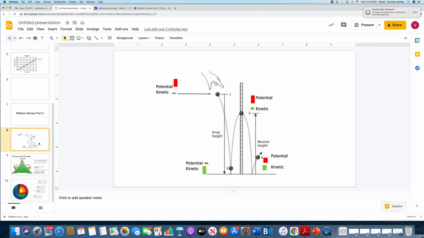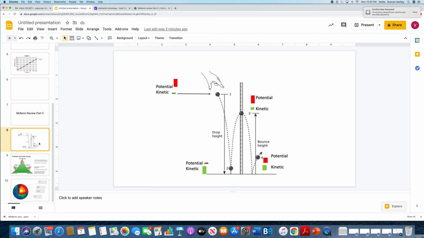When trying to determine potential and kinetic energy, remember that potential energy is stored energy, not in use, and it is based on height and position. So the higher something is, typically the greater the potential energy. Kinetic energy is based off of speed or movement. So the faster something is moving, the greater kinetic energy it's going to have.